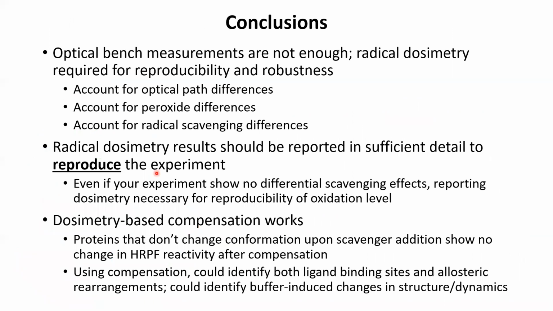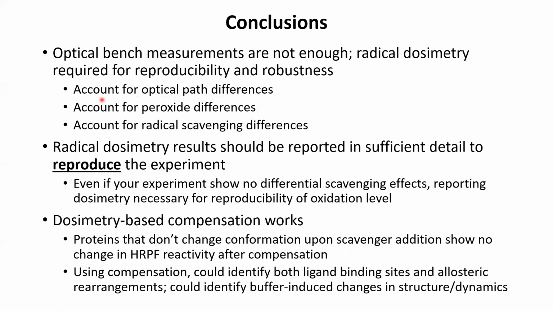So in conclusion for today's video, I want to really point out that you have to use radical dosimetry if you want to have reproducibility, if you want to have robustness, if you want to be able to control your experiment and understand how it works. You have to do radical dosimetry. Always keep in mind, FPOP is not a spectrophotometric measurement. It is a photochemical measurement. And so in order to understand what's going on, you need to measure the photochemistry, not just the performance of your optical bench.